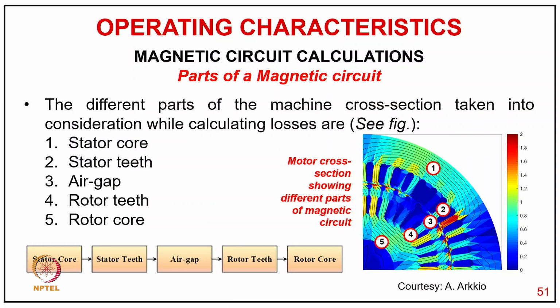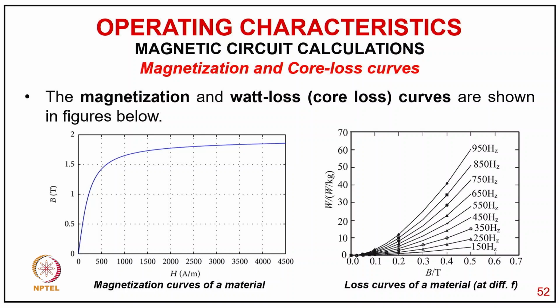So now coming to here, the different parts of the machine cross section are taken into consideration while calculating the loss as a part of the magnetic circuit. We have 5 parts of the magnetic circuit: stator core, stator teeth, air gap, rotor teeth, rotor core. Here you can see the motor cross section showing the different parts of the magnetic circuit with the different flux distribution as well as the flux density. We can start from the stator core, then go to stator teeth, then air gap, rotor teeth, and rotor core.